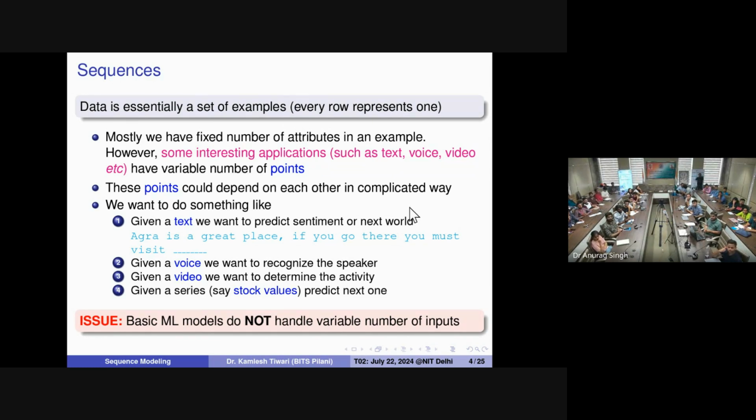But Taj Mahal and Agra, how far apart are they? 1, 2, 3, 4, 5, 6, 7, 8, 9, 10, 11 words. Okay, there is an 11 word dependency. And you feel this dependency because if I change this Agra to Delhi, it becomes what? Yeah, NIT Delhi. If I put France, you can tell what it should be. So there is a long-term dependency. So we must understand this.